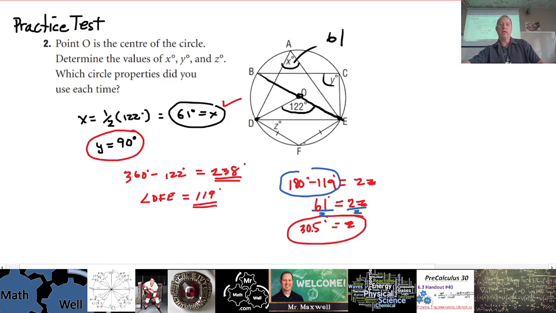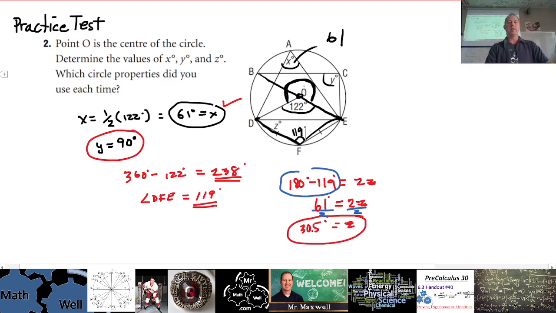We could find out what f is, because f subtends the same arc as this big angle, and so it's half of this larger angle, which is 238. So half of that is 119, and then you could find z that way.